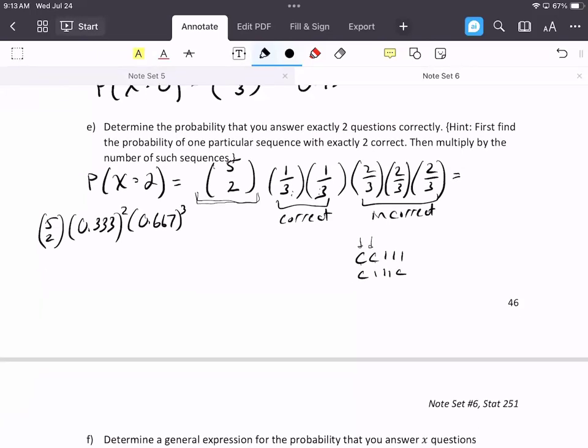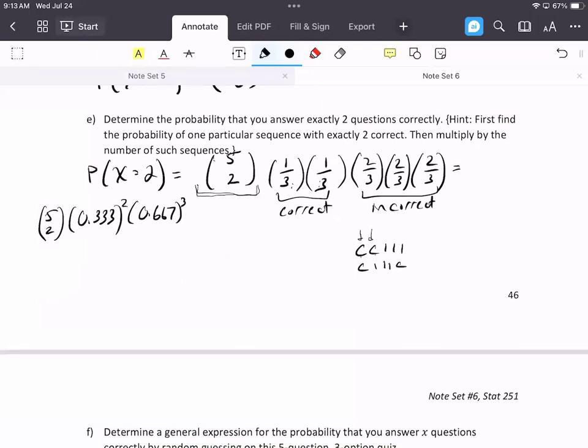What do we do now? Well, we need to do 5, choose 2. And hopefully you remember that's 5 factorial over 2 factorial times 3 factorial. And that's going to give us 10 combinations where there are exactly 2 correct and 3 incorrect. Could we have written those out? Sure, but it's time consuming and it's easy to miss one.